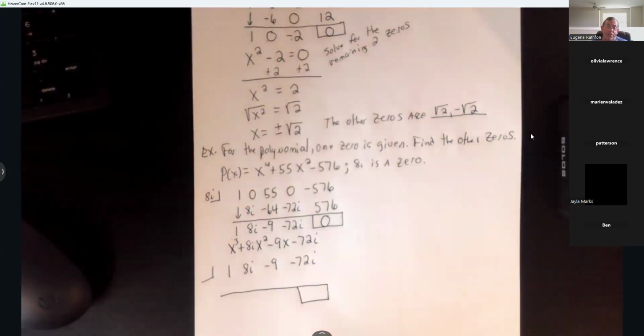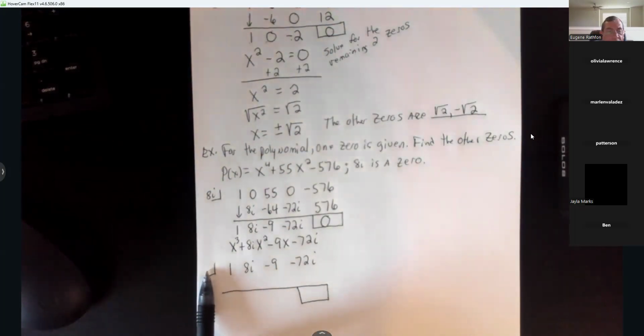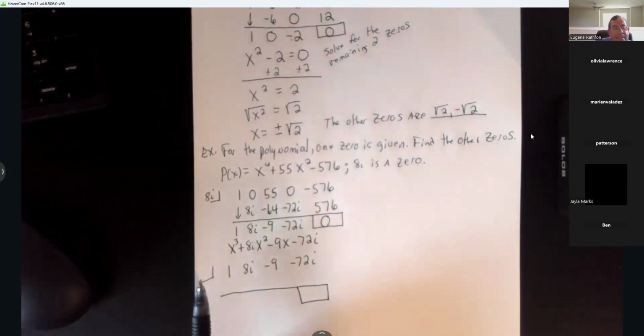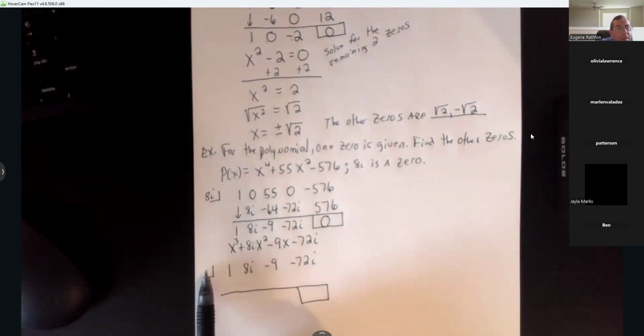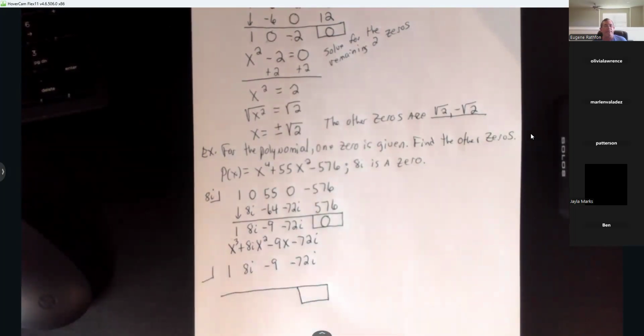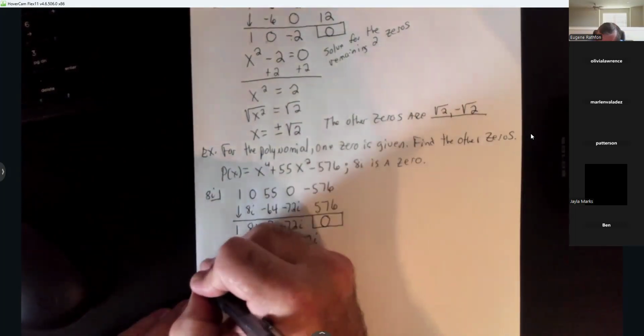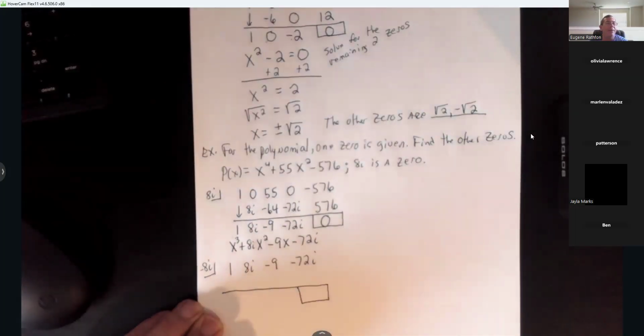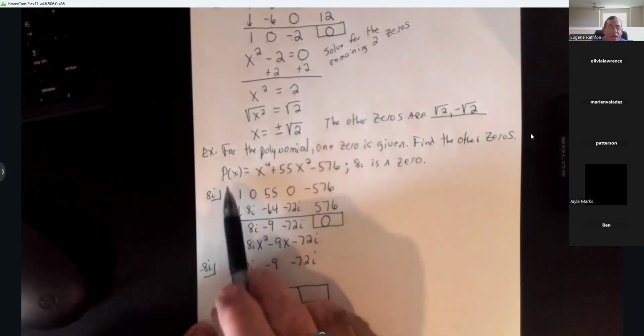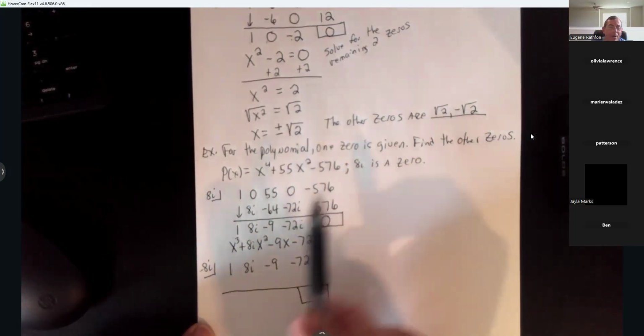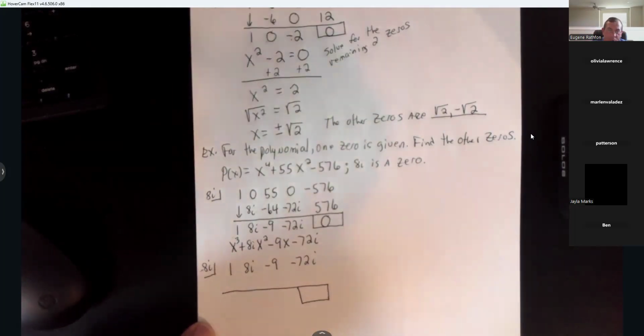So y'all, here's the question of the day. I need to figure out what number to try next. So do y'all have any guesses what my next number that I can try would be? Oh my God, you are perfect. It's a negative 8i. Good job, Olivia. Because remember, these come in conjugate pairs. So if 8i is a 0, negative 8i is also a 0, okay?